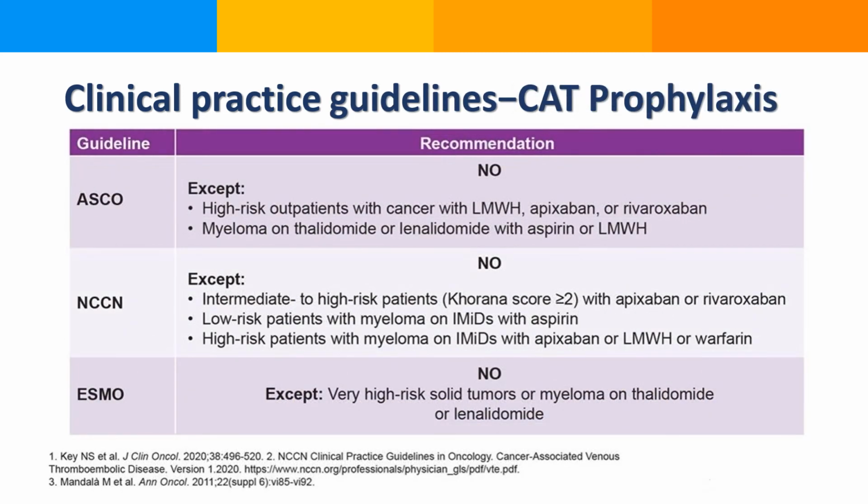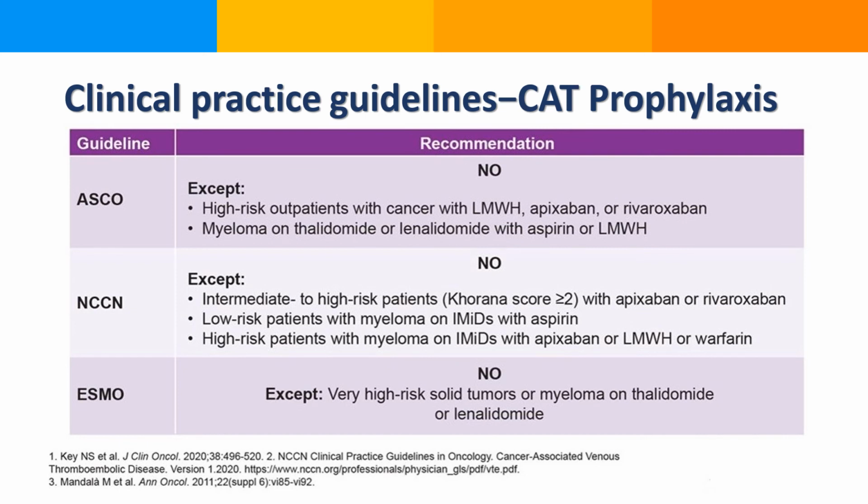Regarding the issue of prophylaxis in cancer patients who haven't yet developed a thrombotic event, the three guideline developers recommended against routine venous thromboembolism prophylaxis, except in certain conditions. The ASCO restricted prophylaxis to high-risk patients with cancer to begin with low molecular weight heparin, apixaban, or rivaroxaban, in addition to myeloma patients on thalidomide or lenalidomide to be given aspirin or low molecular weight heparin.